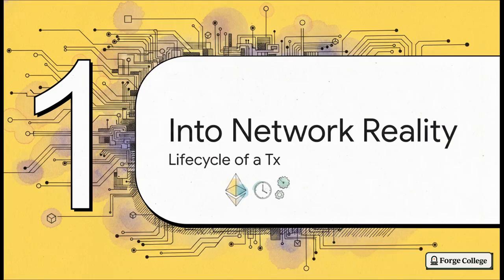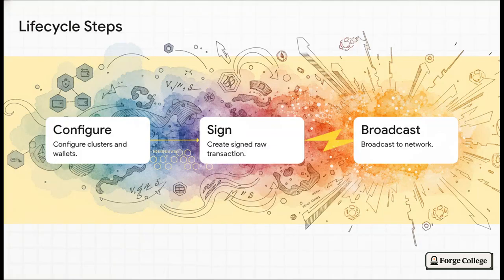All right, section 1, into the network reality. Let's quickly look at the life cycle of a transaction. Just to ground us in where we are in our previous steps, we successfully configured our clusters and wallets. Then we created our signed raw transaction. Remember, that's the RLP encoded artifact. It's basically a serialized byte payload carrying all your transaction fields, plus those critical signature components V, R, and S. We verified it all, saved it as a pristine hex string, and now we're at step 3, broadcast to network.